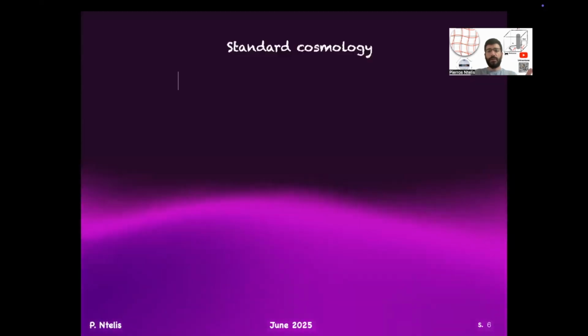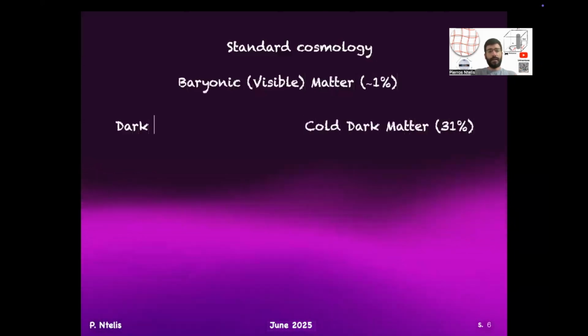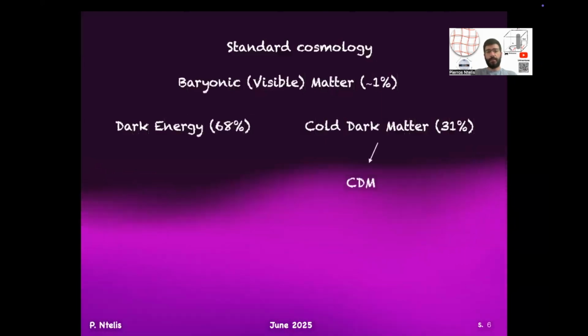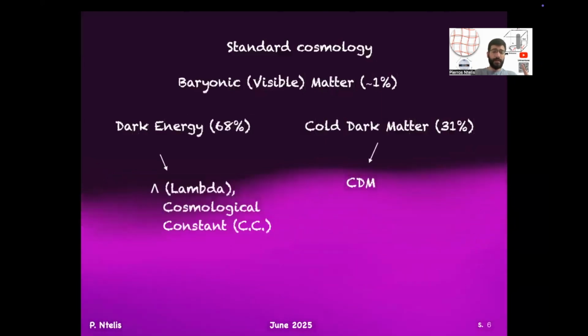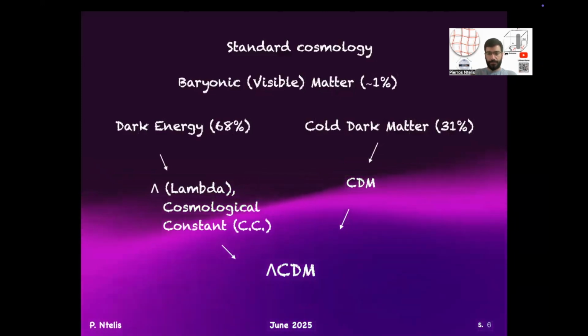Basically, in the standard model of cosmology, the universe is filled with baryonic visible matter at 1%, cold dark matter at 31%, and dark energy at 68%. Cold dark matter is CDM, dark energy is modeled with a lambda, the cosmological constant, and if we combine them together, we get the lambda CDM model that describes the standard model of cosmology as we know it.